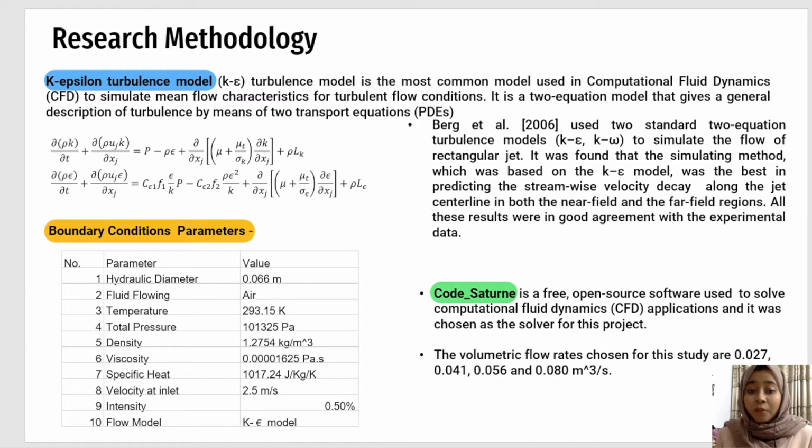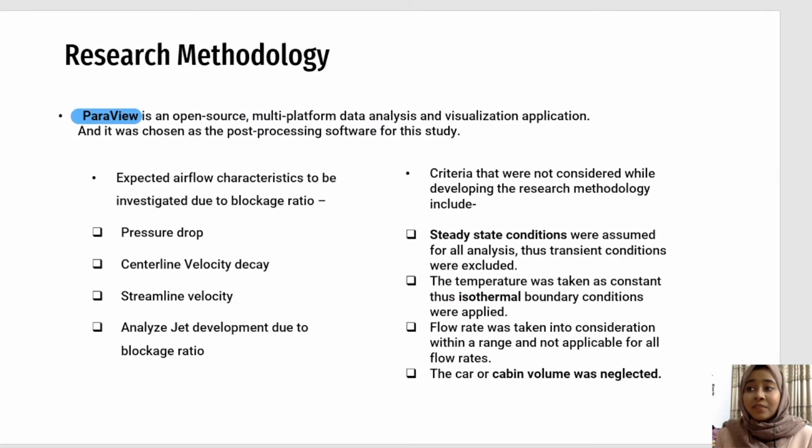The software chosen as the solver of this project was Code_Saturne, because Code_Saturne is a free, open source, and very user-friendly software to carry out CFD simulations. The volumetric flow rates that were chosen are 0.027, 0.041, 0.056, and 0.080 cubic meters per second. ParaView is also another open source multi-platform data analysis and visualization application that was chosen as the post-processing software for this study.